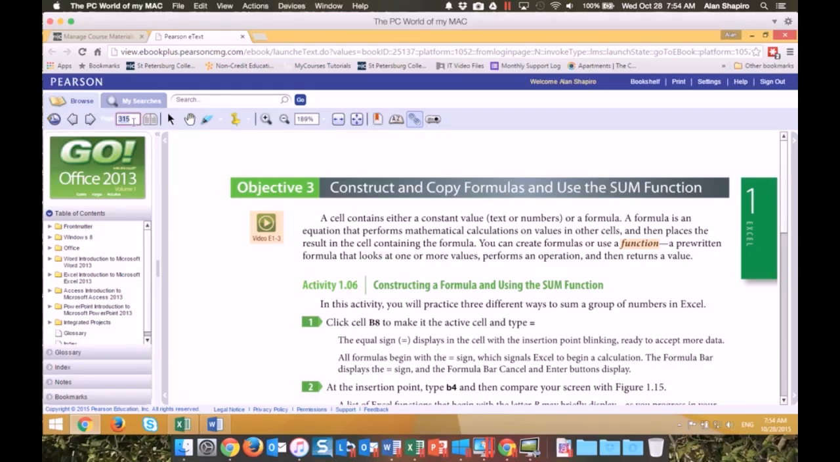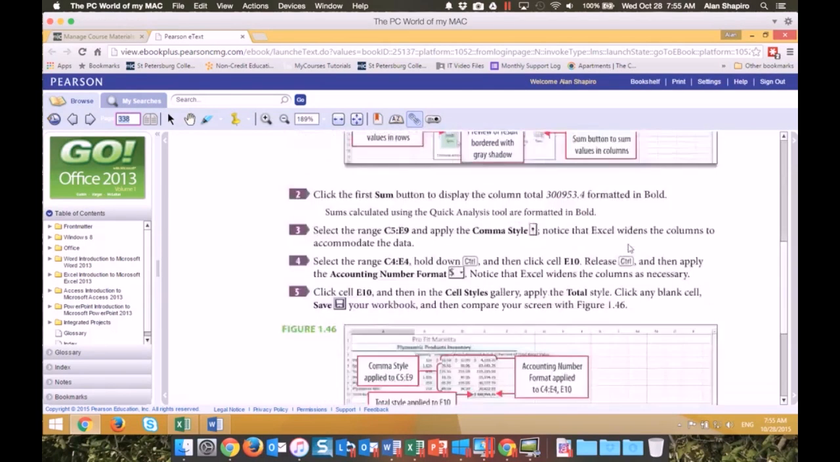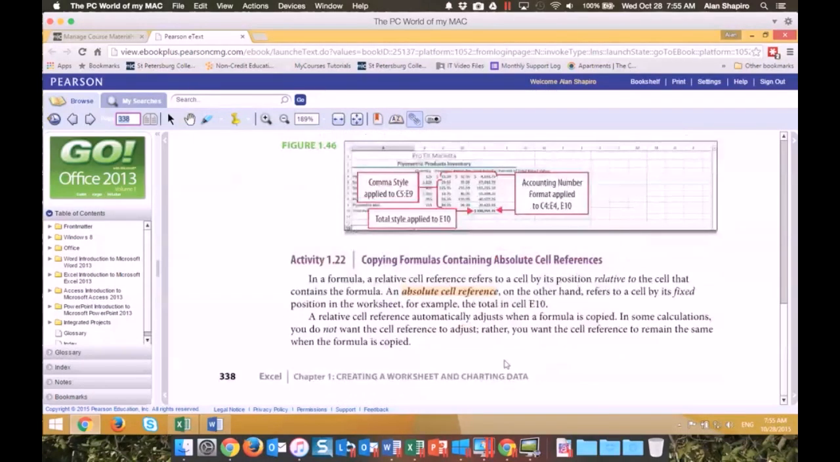So I'm going to go to page, and this is where you should use the ebook. I'm going to go to page 338, and at the bottom of page 338 it talks about referencing. So there's two kinds of referencing. One is called relative and one is called absolute. So relative referencing means that the value within that cell can change.